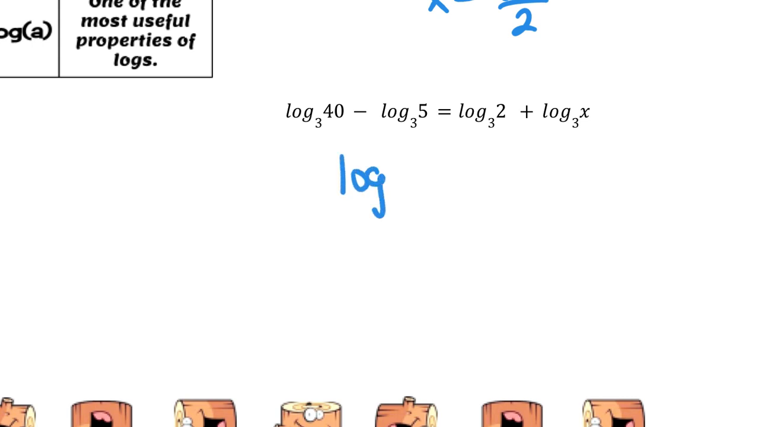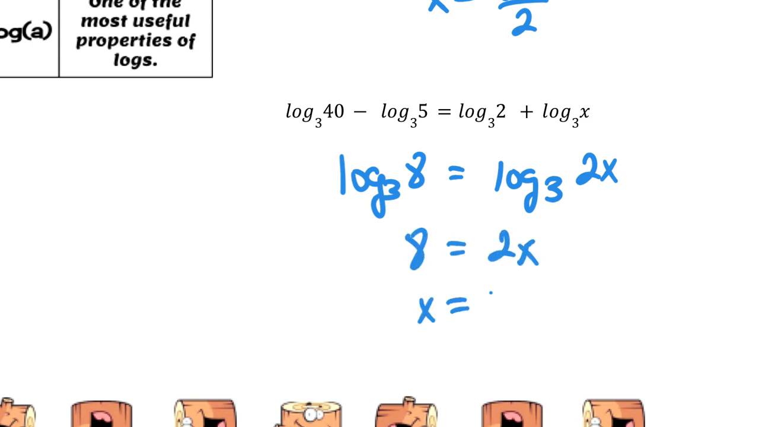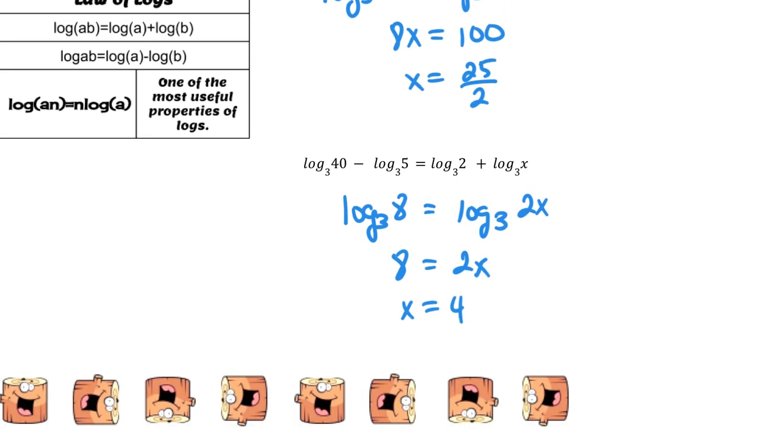So now we got log base 3 of equals log base 3 of 2x. I got a log on each side of the same base. I can drop my logs, and now I just have 8 equals 2x. So x equals 4. Yay! Y'all rock. You good? You have a desk.